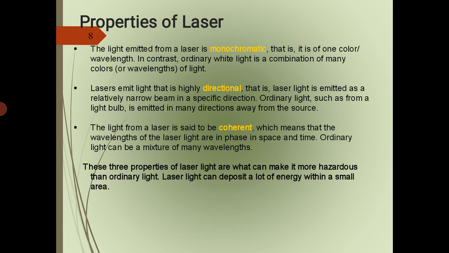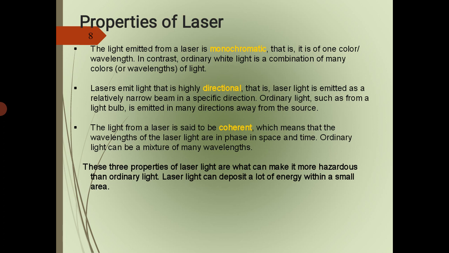Monochromatic means what? The laser light is only in one color. Mono means one, chromatic means color. Laser light travels in only one color. This is a property of laser. Monochromatic means one color.